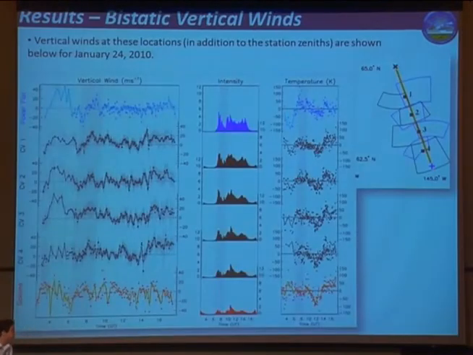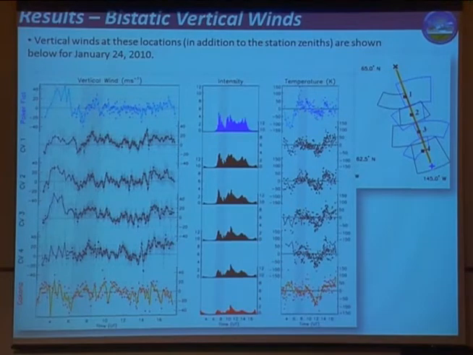So if we go and do that, starting off at the Poker Flat zenith, we've got vertical wind. And as we move down common volume 1, we're moving down this line in latitude over here. And so these are the vertical winds in each of the common volume regions until we get down to Kokona zenith. The scale there is minus 40 to 40. Most of these winds are between minus 20 and plus 20 metres per second, so they're rather small.